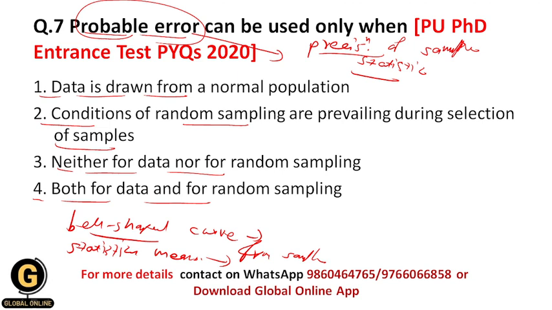So to measure that we need what? Probable error, and that's why here your correct answer should be what? 4, because both for data and for random sampling we can use probable error. Okay, so here your correct answer should be what? 4, because in the first option there is only normal population condition, in the second option there is only random sampling condition, in the third option both of these conditions are not there, but in both of these conditions we can use probable error. That's why here your correct answer should be 4.